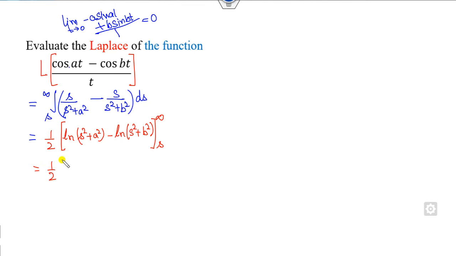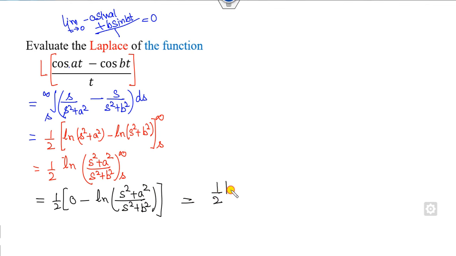Half is outside, so this number is ln of (s square plus a square)/(s square plus b square) from s to infinity. Now when you substitute infinity, the answer will be 0, and when you substitute the lower limit, it is s square plus a square over s square plus b square. Again you can see I can adjust the negative sign. So half ln of (s square plus b square)/(s square plus a square) is the right answer of the problem.